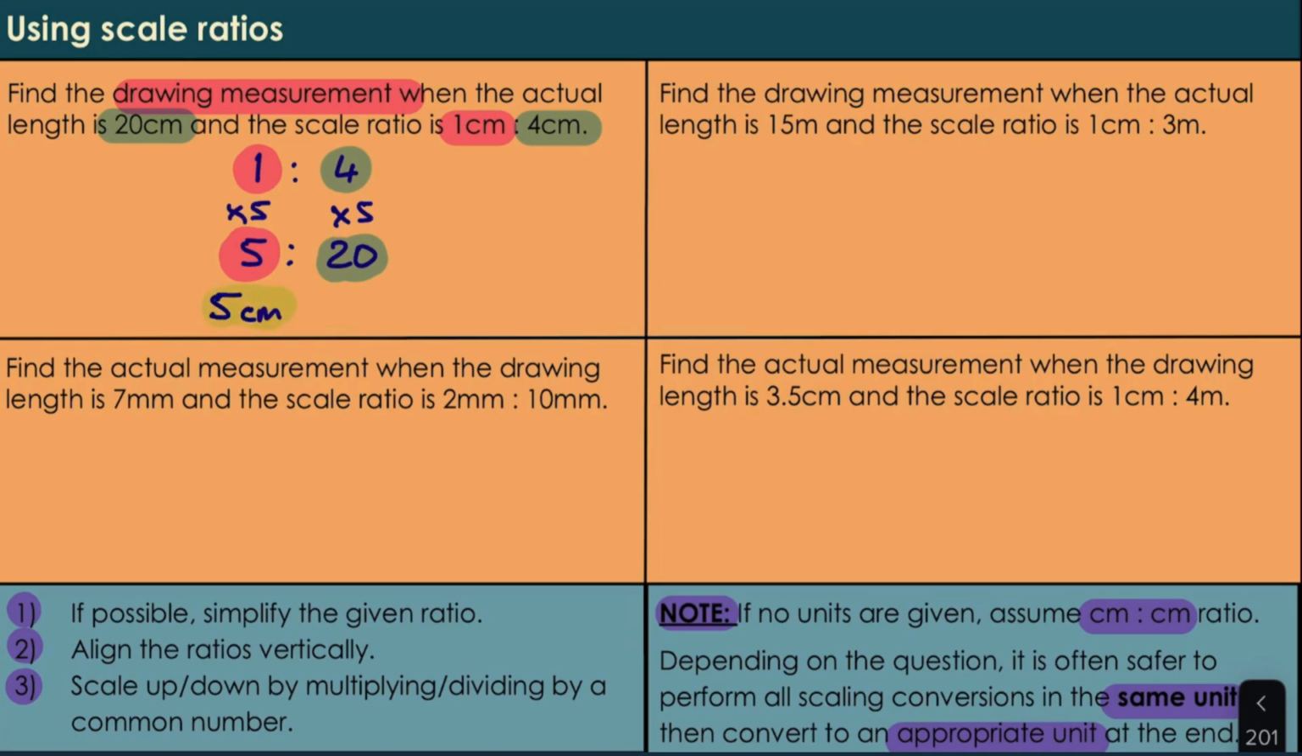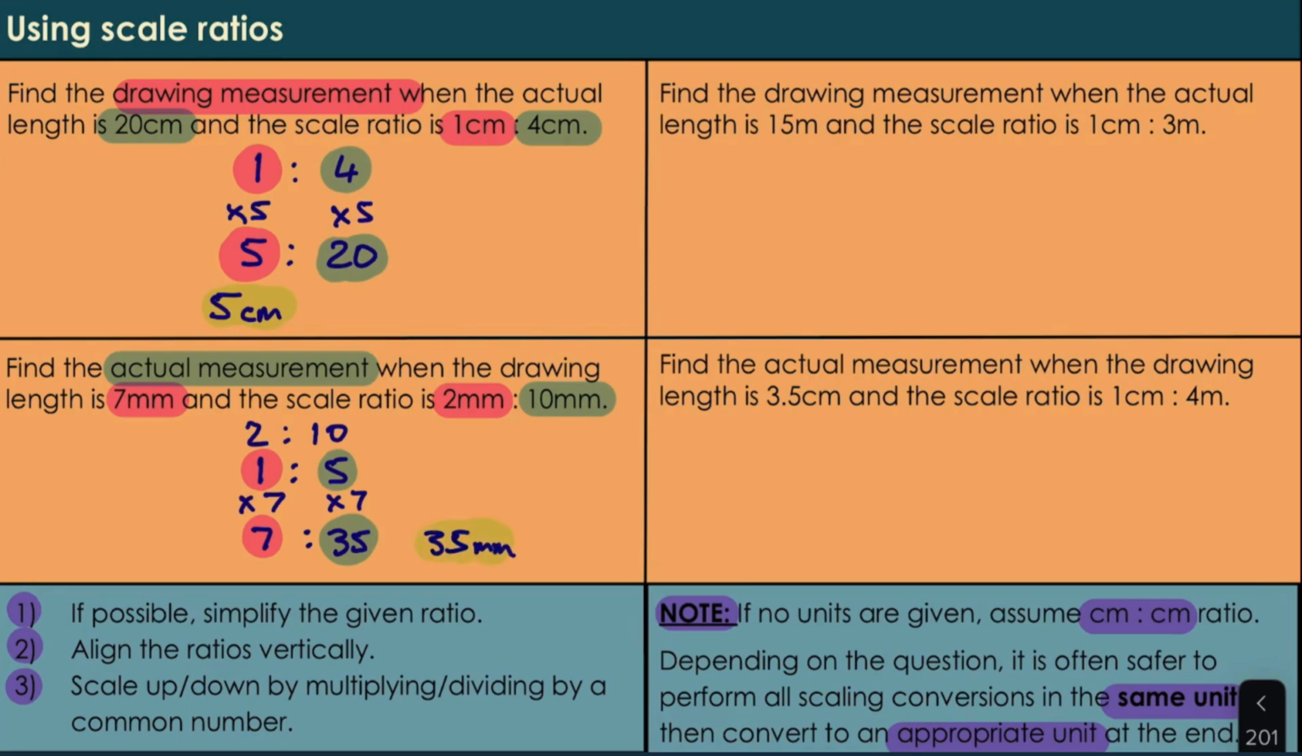Second example, find the actual measurement when the drawing length is 7 millimeters and the scale ratio is 2 millimeters to 10 millimeters. First, we simplify the given ratio and we divide both numbers by 2, so we have 1 to 5. Now we must place that 7 in the correct column. Step 3, we need to scale up. We are multiplying by 7. So we multiply the 5 by 7 and we get 35. And there's our answer, 35 millimeters.